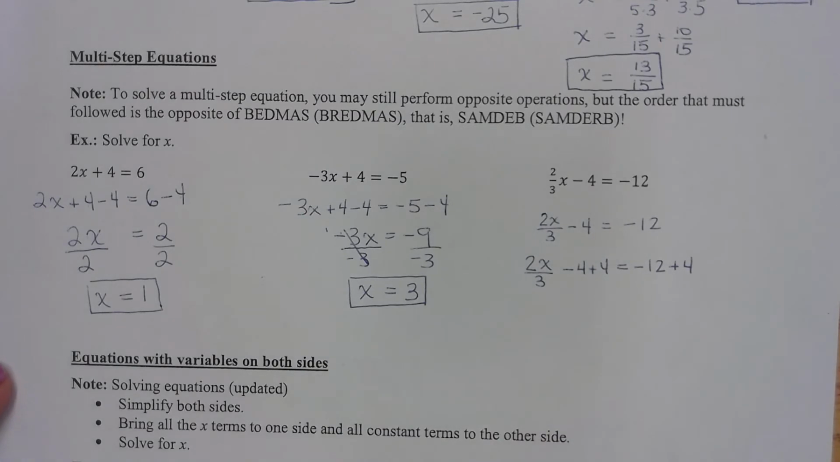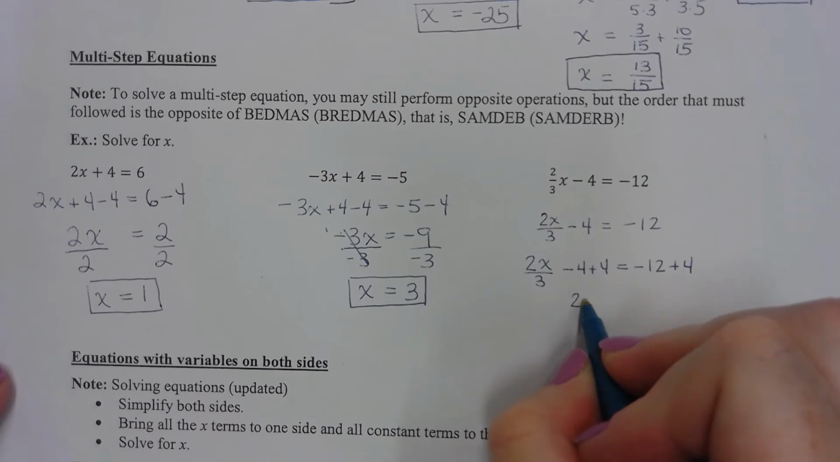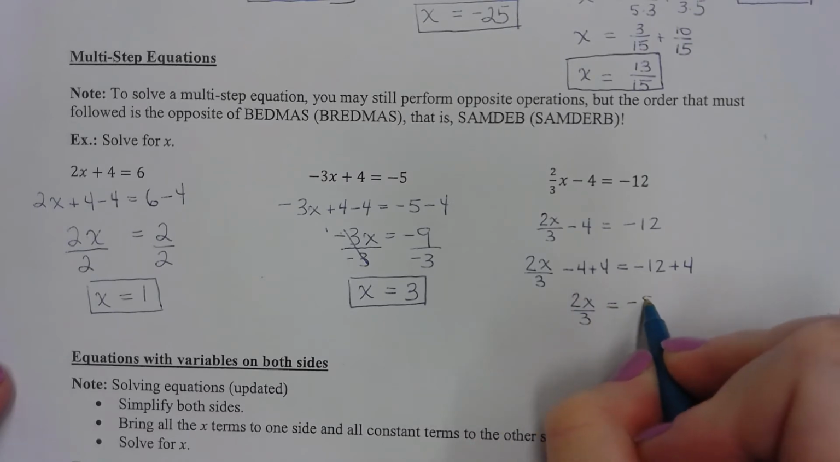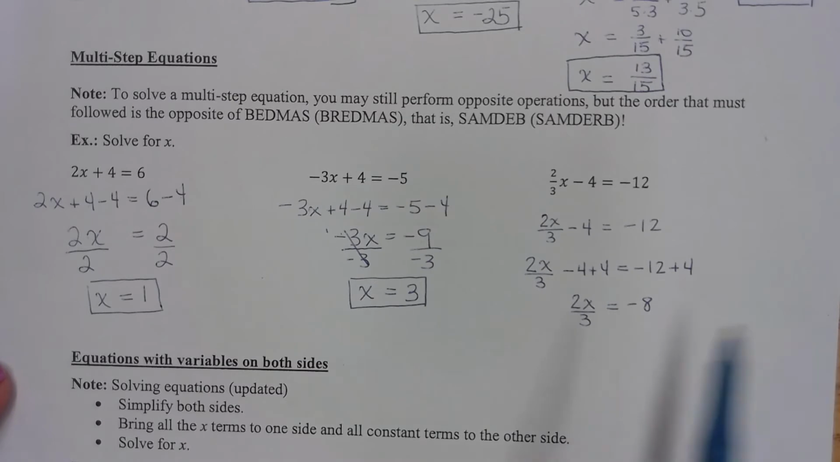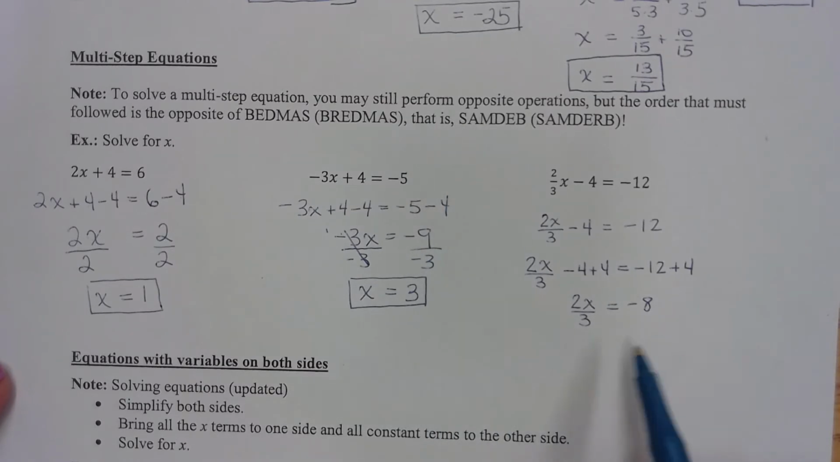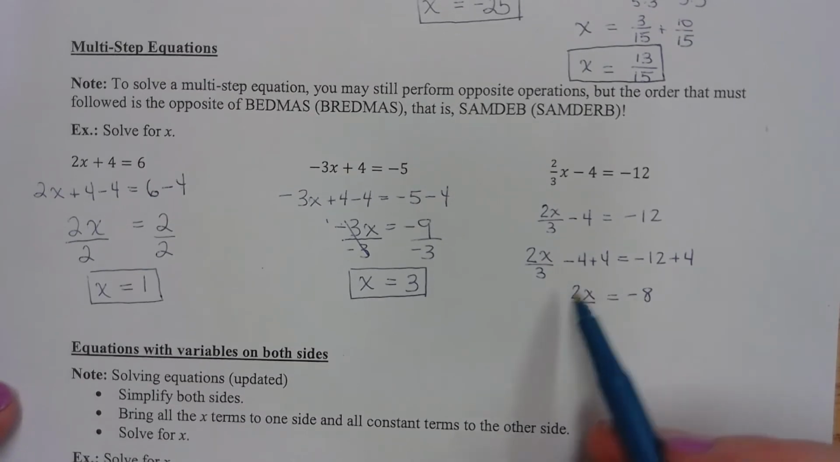So now I want to simplify again. So negative 4 and 4 makes nothing, so I'm left with 2x over 3 equals negative 8. Because negative 12 plus 4 is negative 8. So now what I want to do is keep going. And so now as I follow up, I have multiplication and division. So here I'm multiplying x by 2, so now I can divide that by 2.